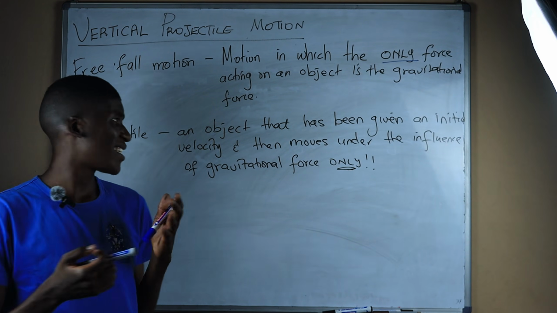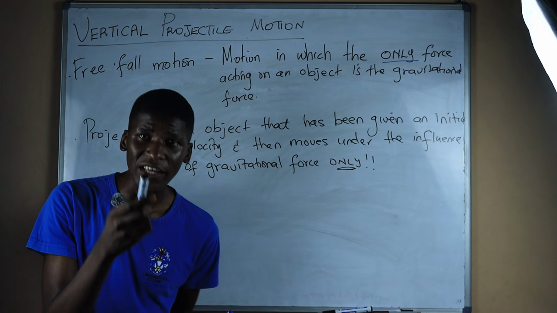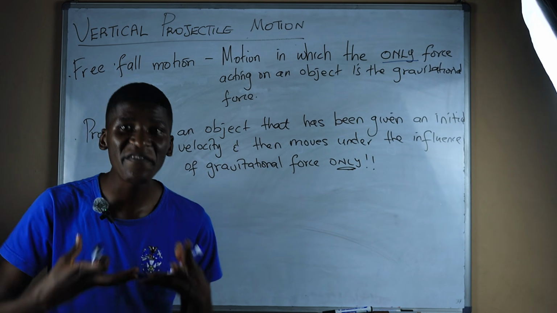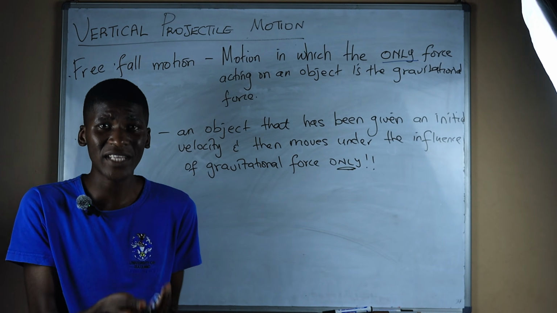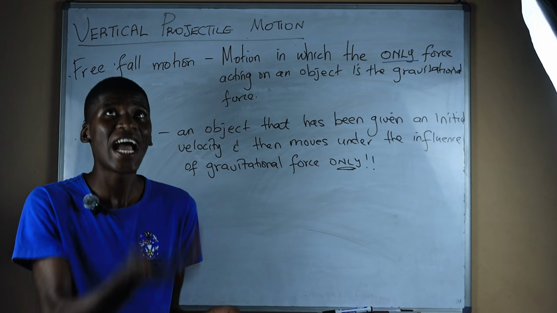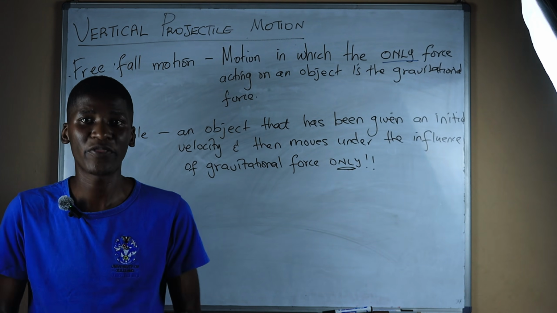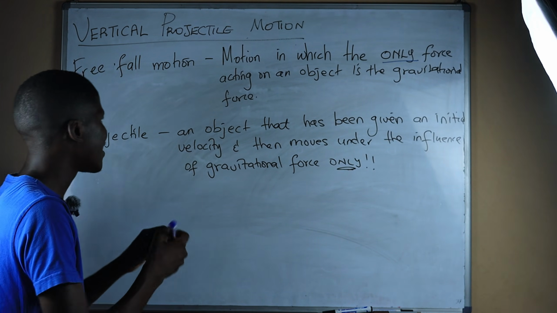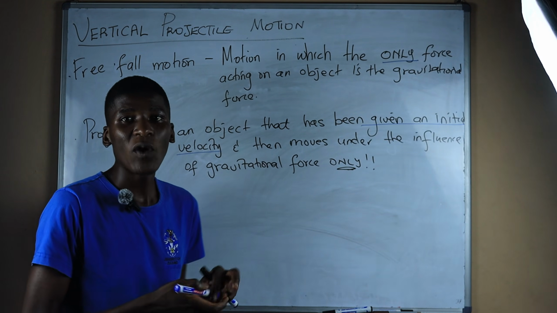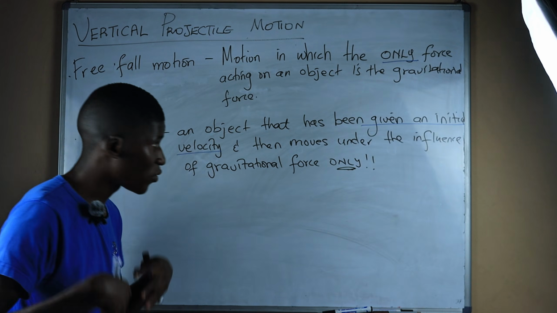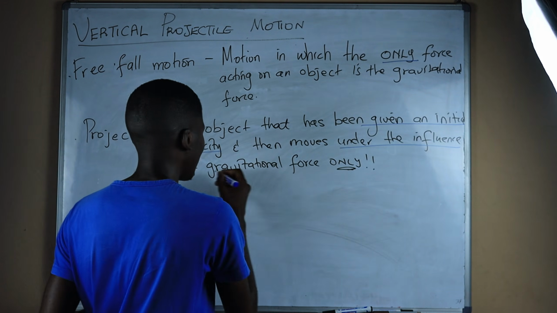What do we mean when we say that the object has been given an initial velocity? Basically, when you were throwing the object up into the air, you were giving it an initial velocity because you actually applied the force to it. You pushed it so that it can go up into the air. So you are giving the object an initial velocity when you are throwing it up, right? So after giving this object an initial velocity, it will now move under the influence of only gravitational force and no other force.